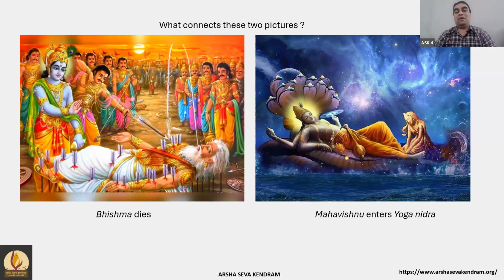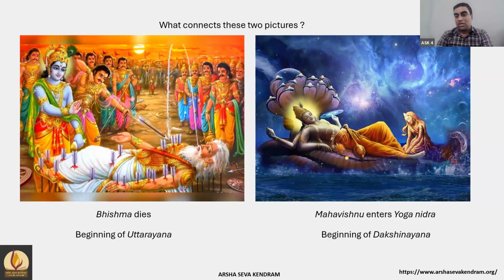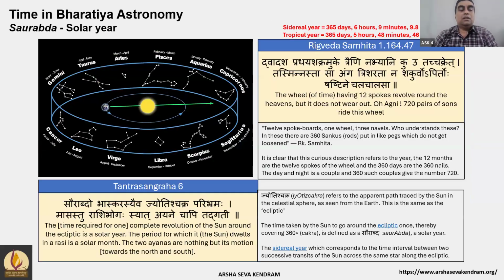So I just thought I will give a quick introduction. This is the beginning of Uttarayana when Bhishma Pitamaha decides to die. And it is the beginning of Dakshinayana when Mahavishnu enters the Yoga Nidra, right? So with that said, the Uttarayana and the Dakshinayana constitute 1 year, right? So we talked about the lunar year or the Samvatsara, but then there is the solar year as well. Now, the solar year doesn't go from Ugadi to Ugadi.